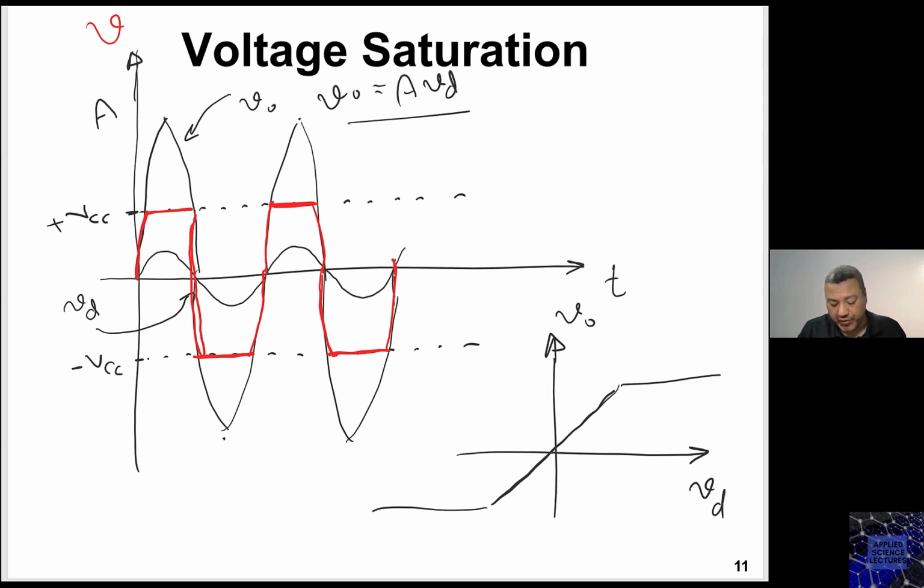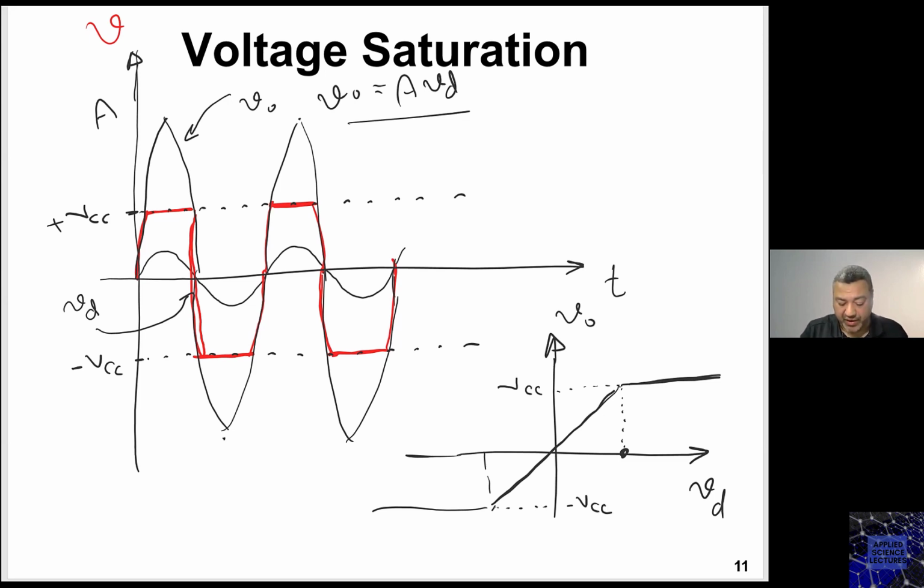So what is this point? That point is where I reach the saturation. Look at the output. The output will be clipped. And this is the VCC, and this one is the minus VCC that we talked about.